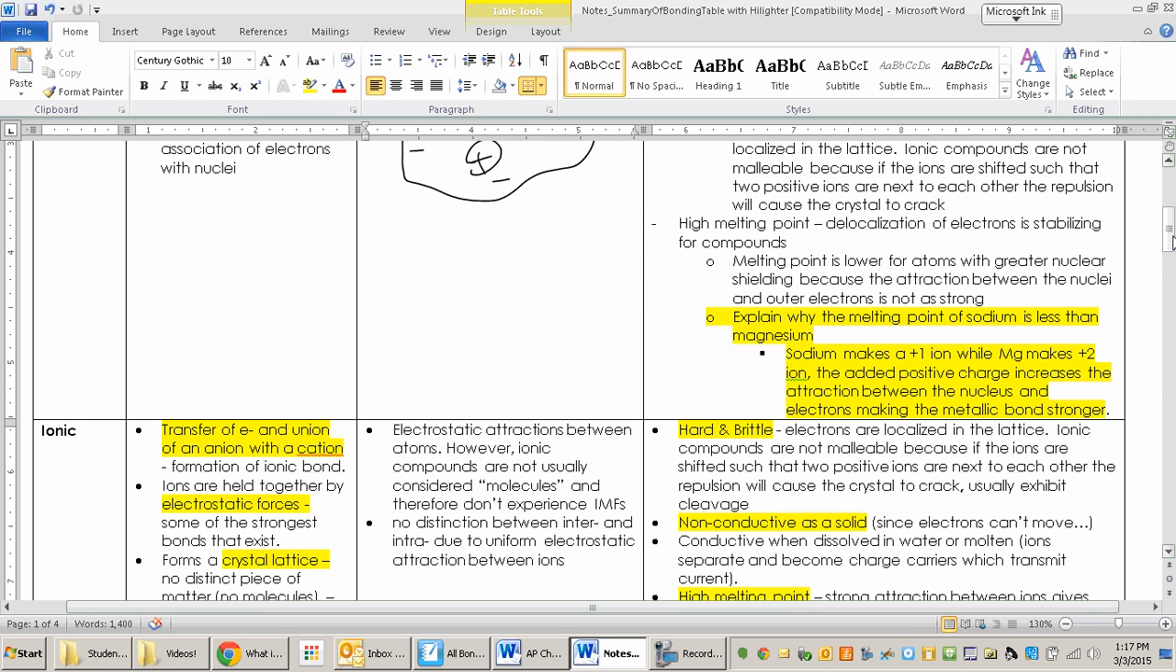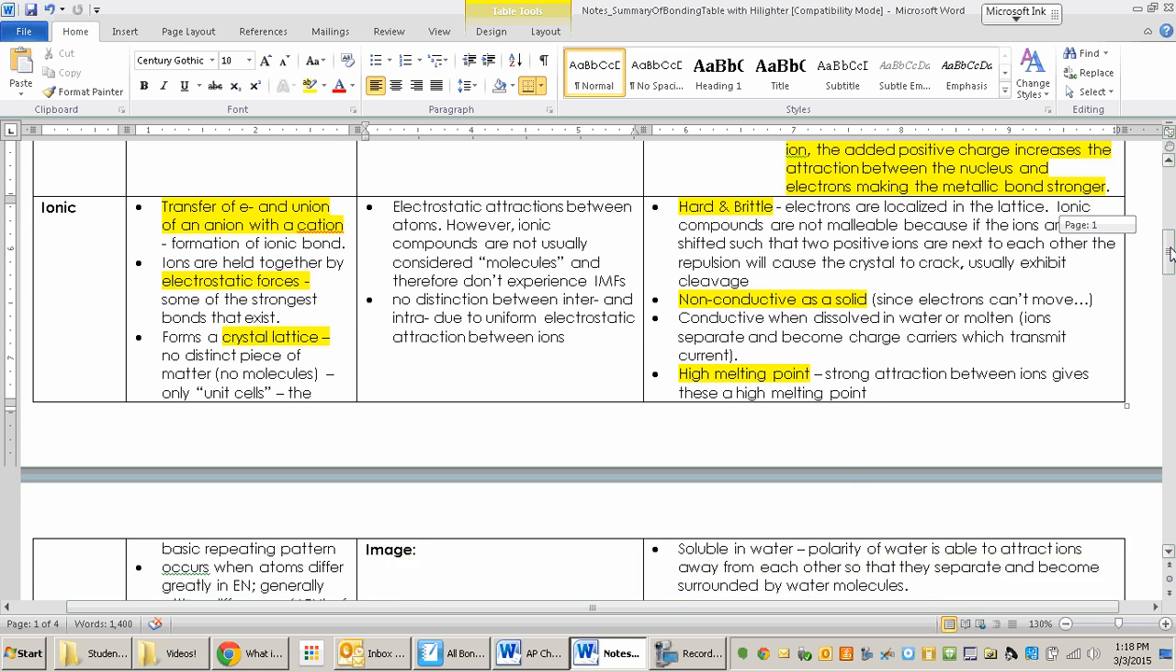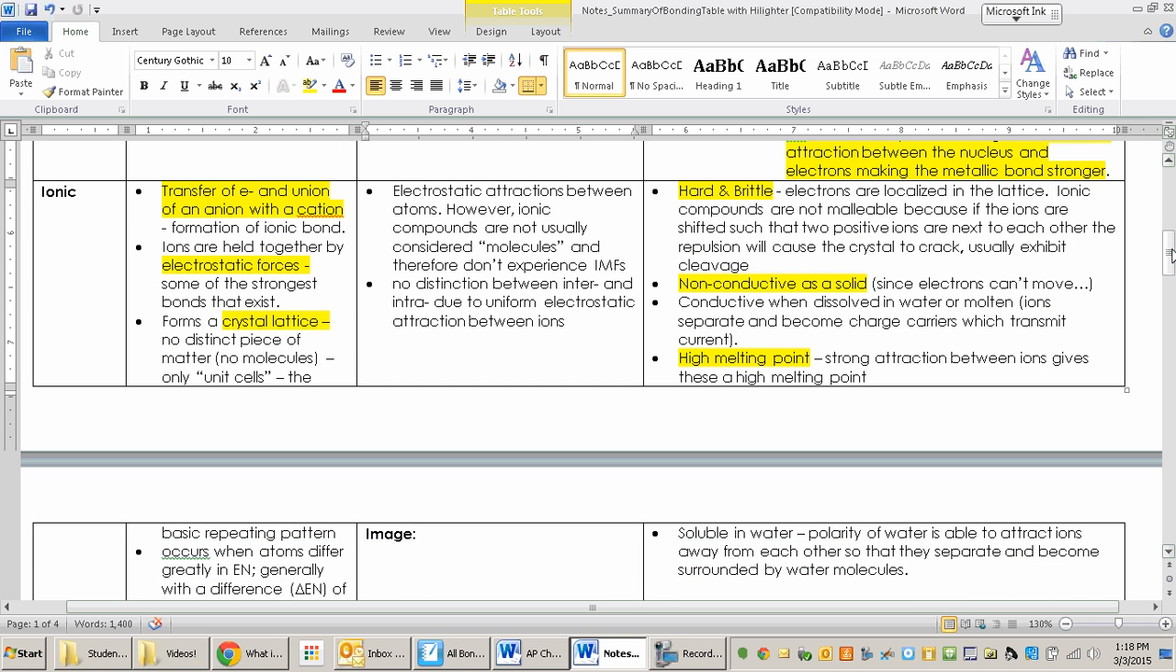They're high because their delocalized electrons are attracted to their metal cores. But why is magnesium's higher than sodium's, for example? They have double the charge of the metallic cores, and so that's just Coulomb's law in action again. The higher positive charge of the core yields higher strength. Okay, so then we've got ionic, so definitely transfer of electrons.